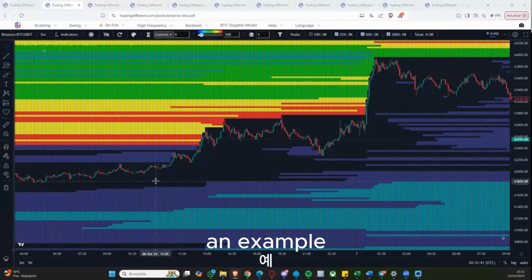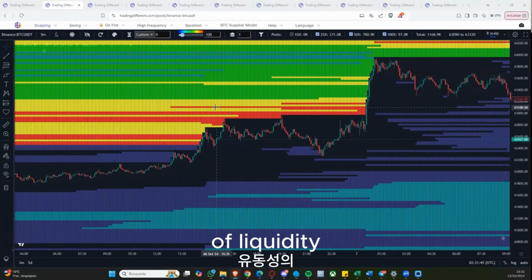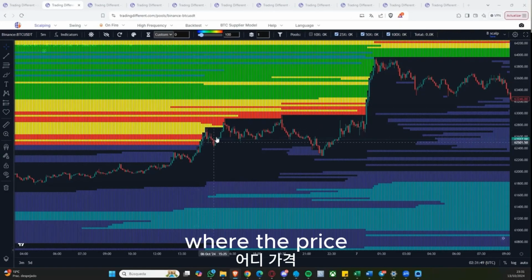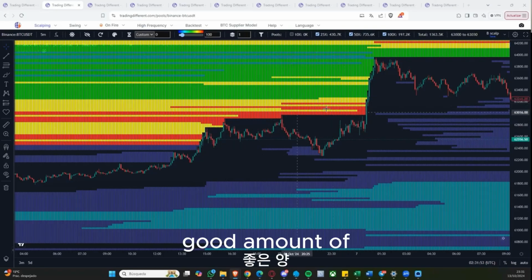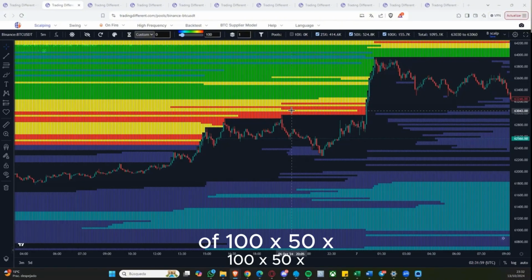Let's now look at an example on a scalping chart, where there is an area with high concentration of liquidity. There is a large concentration of liquidity at the top, where the price has already started to liquidate. However, there is still a good amount of liquidity higher up. Hovering over, I see that there are leverages of 100x, 50x, and also 25x.